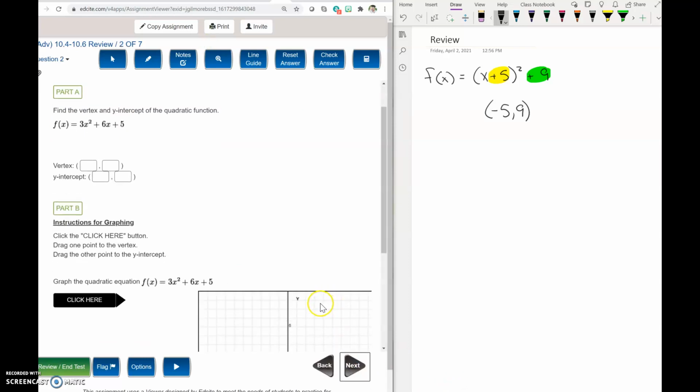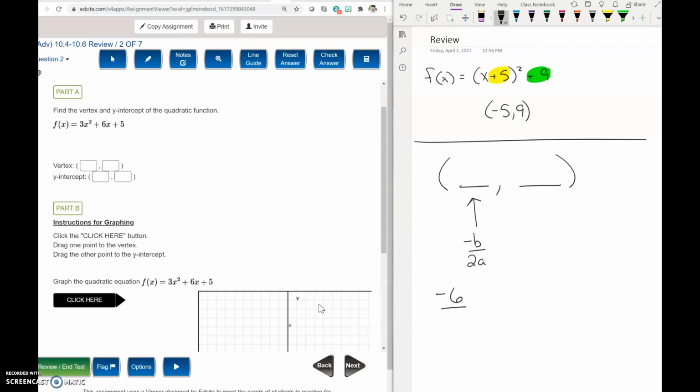The next one is written in what most of us refer to as standard form. So on this one, to find the vertex, to get the x value of the vertex, we do the opposite of b over 2a. So the opposite of b would be -6, because 6 is our b value, over 2 times our a value of 3. That ends up being -1. So we got -1 for the x value of our vertex. So we can go ahead and type that in.